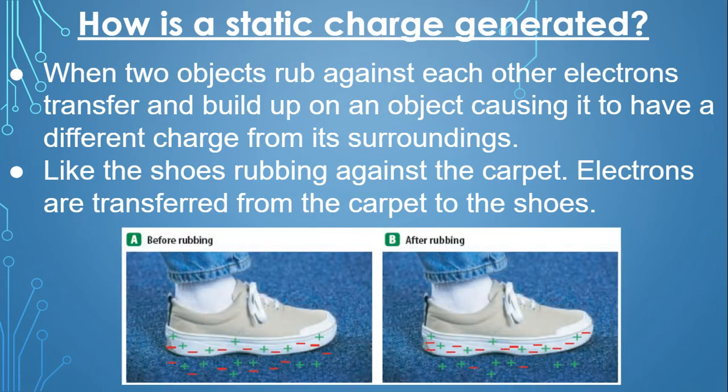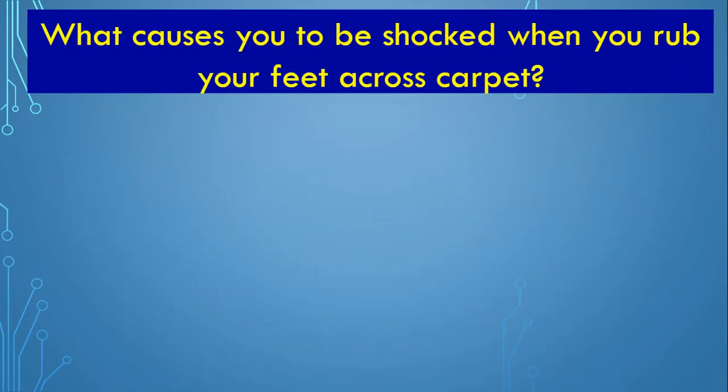On the left, before rubbing, both the shoe and the carpet have an equal number of protons and electrons. They're shown there by pluses and minuses. Now, however, after rubbing, some of the electrons from the carpet have moved to the shoe. So now the shoe on the right has a negative charge because it has more electrons, and the carpet has a positive charge because it has fewer electrons now. So the shoe on the right is electrically charged and it has a negative overall charge.